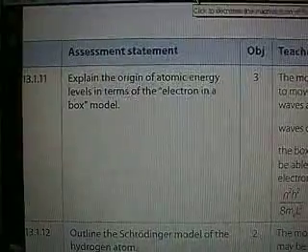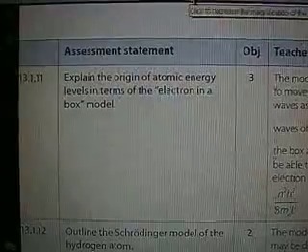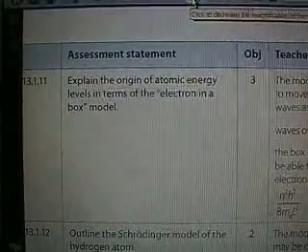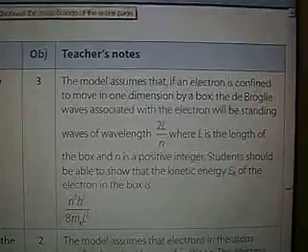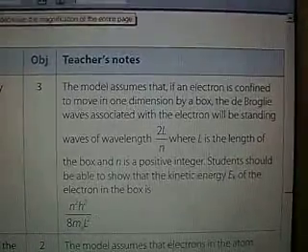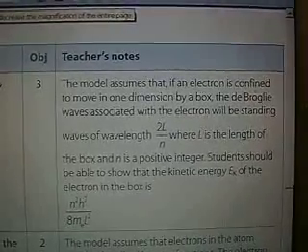I read in the IB syllabus that the student should be able to explain the origin of atomic energy levels in terms of the electron in a box model. And that's what I did in the previous video. Now here in the teacher's note it says that the model assumes that an electron is confined to move in one dimension by a box.